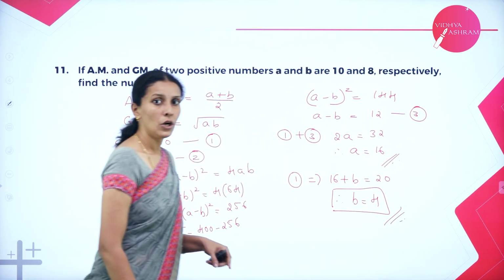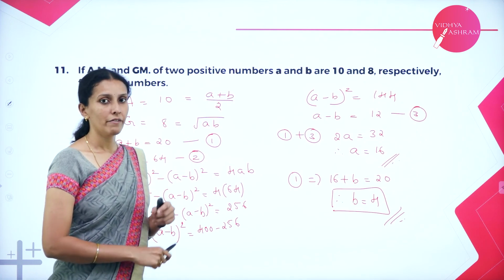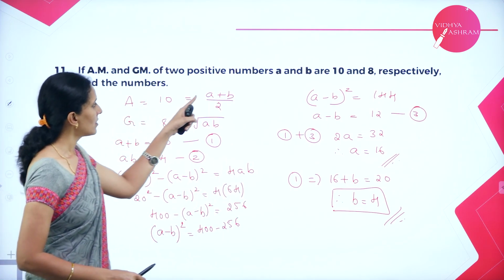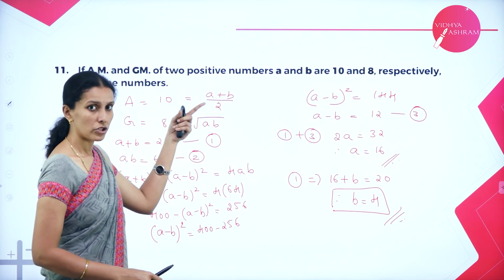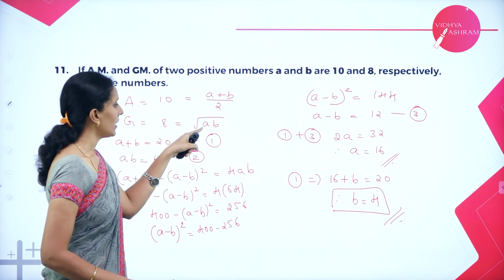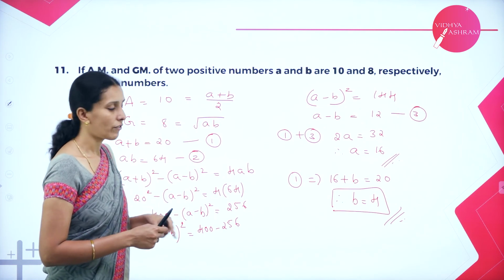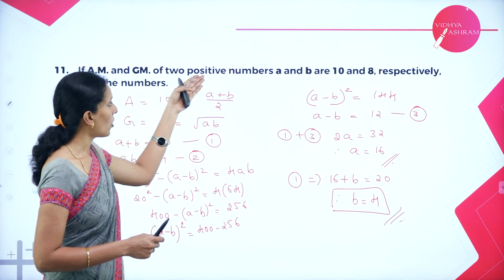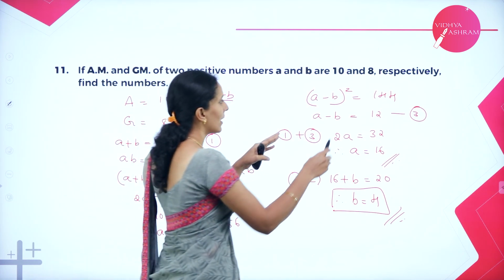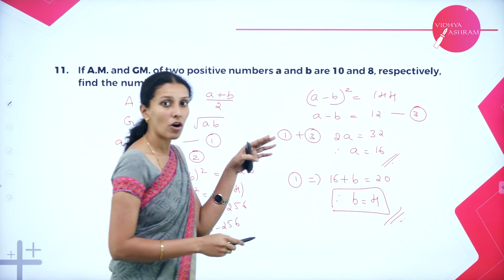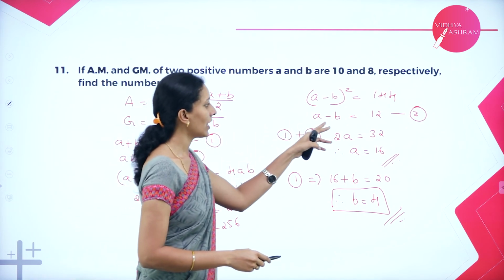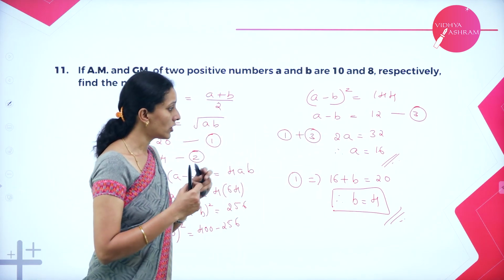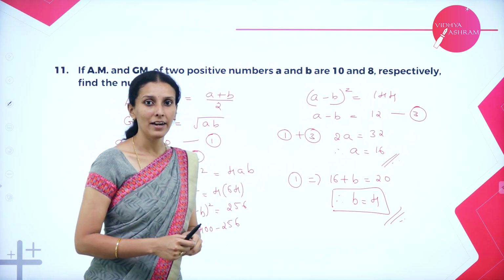Now these are the two numbers. Let's verify whether my answer is correct or not. So let's check the mean. 16 plus 4 by 2, which is 10, correct. Now 16 into 4 is 64. Square root of 64 is 8. So these are positive numbers. Hence, here no need to take plus or minus 12. Therefore, I have taken A minus B is equal to only 12 here. Hence, my answers, the two numbers, are 16 and 4.